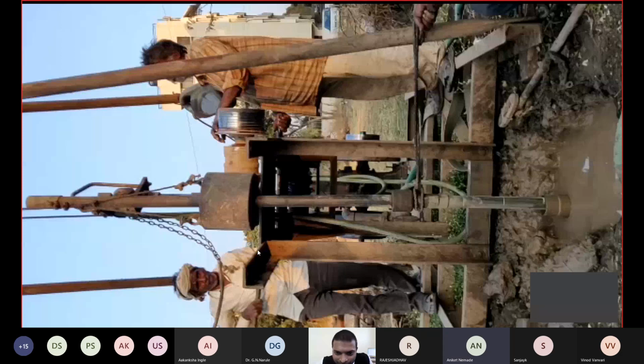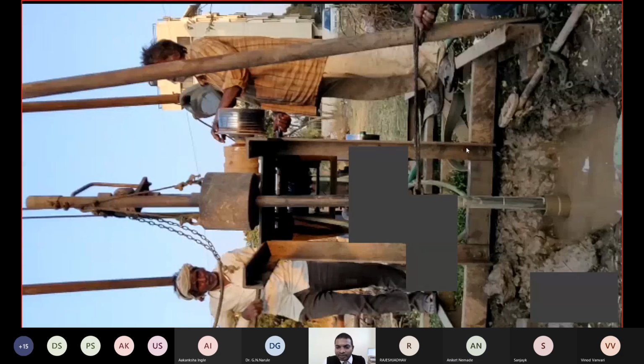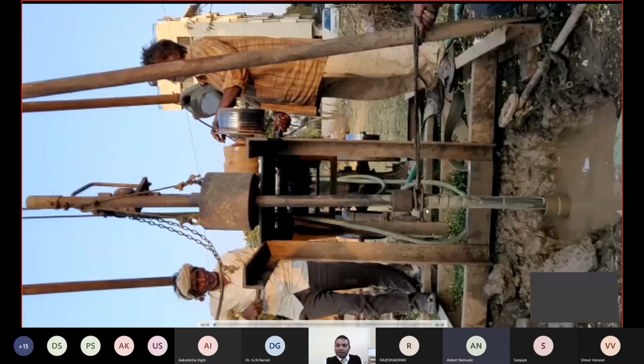Actually, by mistake, my phone was held vertically, so this video can't be rotated. I have tried too many times. So over here, your anvil is there, and this SPT was carried out at a depth of 3 meters, in Nashik city only.